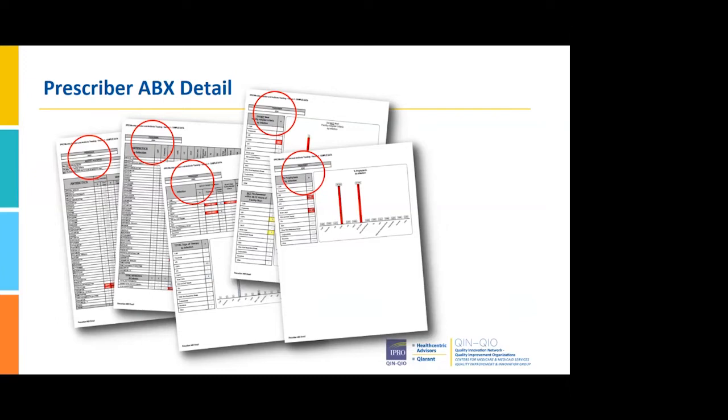Just as a reminder, the prescriber listing tab that I mentioned as part of the initial setup of the tracking tool, the listing of prescribers on that tab also flows to the drop-down choices on the prescriber antibiotic detail tab. The prescriber that you choose will be clearly displayed on the top of each page of this 5-page summary report.